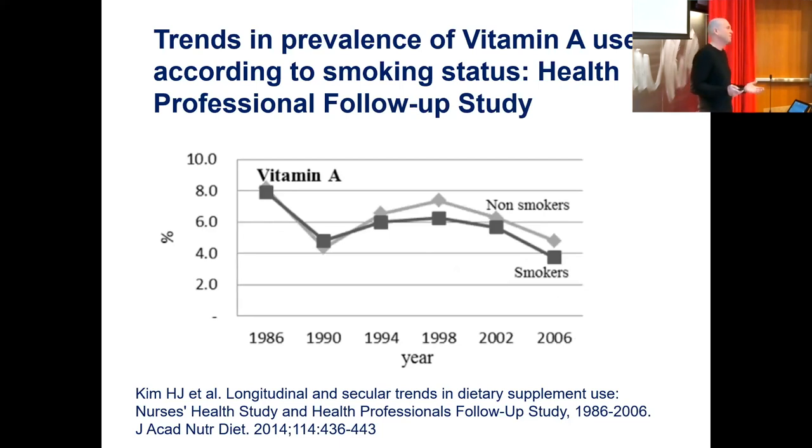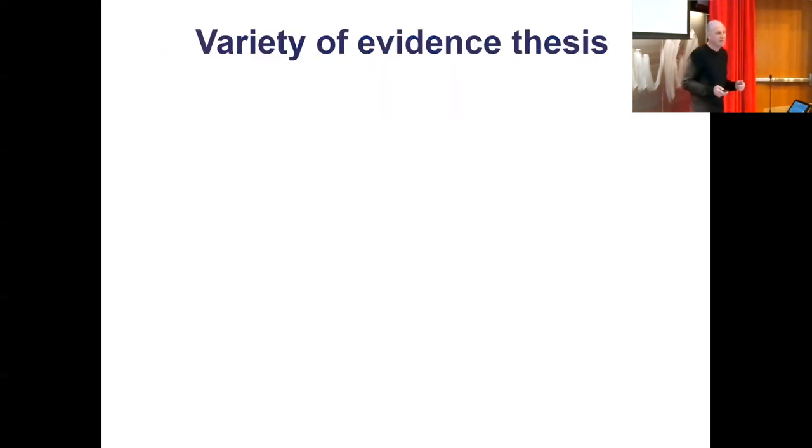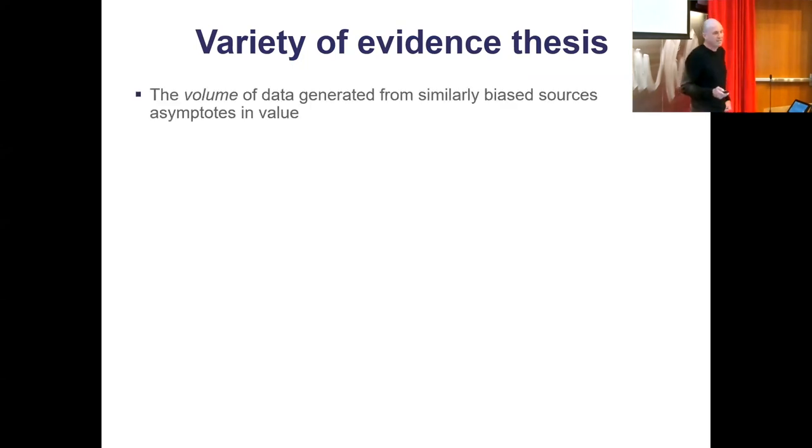But then we see impactful results of epidemiological studies indicating that we need to have some other way of evaluating evidence. So I'm going to move on to the variety of evidence thesis. This is based on the notion that the volume of data generated from similarly biased sources asymptotes very rapidly in its value.